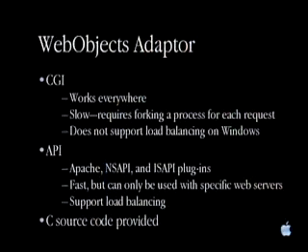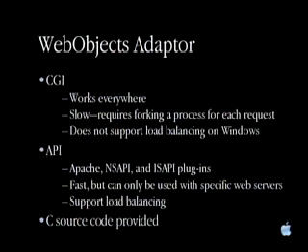So there are two types of WebObjects adapters. There's the CGI adapter, Common Gateway Interface, and the API adapters, which are plugin modules. Why would you want to use one or the other? CGI works anywhere. All of our supported platforms, probably on some that aren't. But it's slow. Every time a client makes a request, you have to fork a new process. And it doesn't support load balancing on some platforms, Windows in particular.